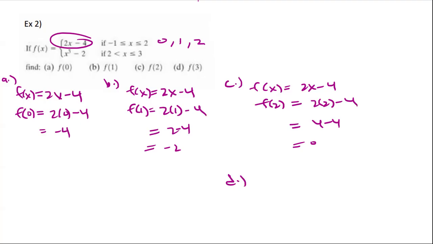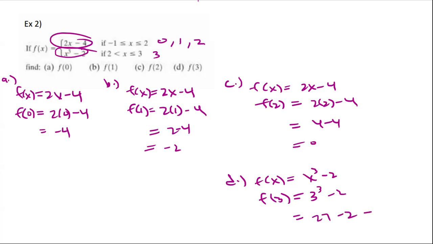And then the last one here, it says f of 3. Well, 3 is right here, right? It's between 2 and 3, and the endpoint there is included because there is an equal sign. So I'm going to put 3 here, and I'm going to use the last equation. So f of x is equal to x cubed minus 2. So when I plug in 3 there, 3 to the third minus 2, that's 3 times 3 times 3, which is 27, minus 2, which is 25. So those are our answers there.